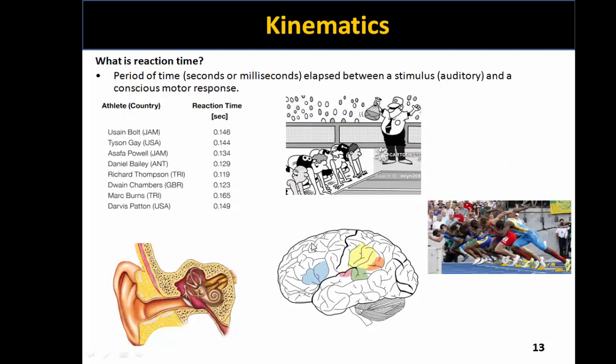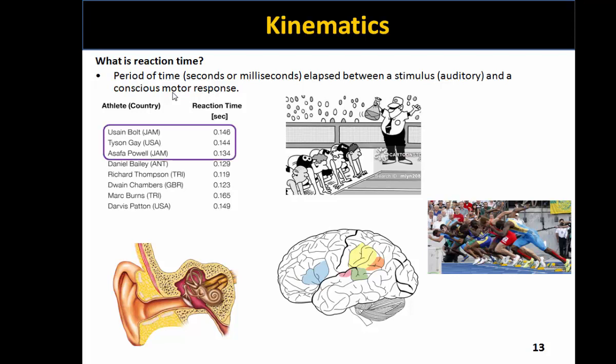So we're going to take a look at one factor that could potentially influence performance in an event like this, and that's something called reaction time. Reaction time is defined as the period of time, in seconds or milliseconds depending on the source, elapsed between some stimulus, and in the 100 meter dash, the stimulus is auditory in nature, and a conscious motor response. The key term here is the motor response, so there's some sort of kinematic behavior that is occurring.